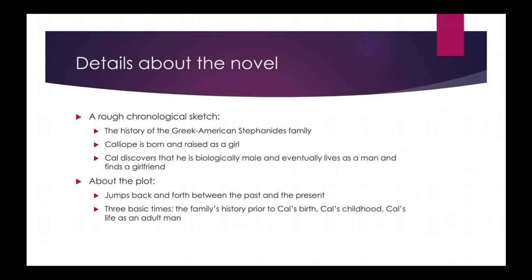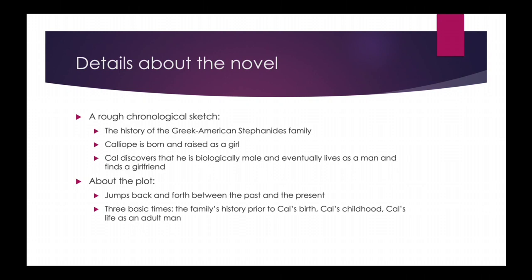So details about the novel that might be interesting or helpful. Here's a rough chronological sketch in order of what happens in the book. I'm just going to give you the whole plot of the book, because you'll get bits and pieces of this as you read. The plot structure is not linear. It doesn't just go from the early events to the late events or the past to the present. It sort of circles around. And I believe this is referred to in the novel as well, that Calliope is telling this story not in a linear way, but in kind of a circular, meandering way.